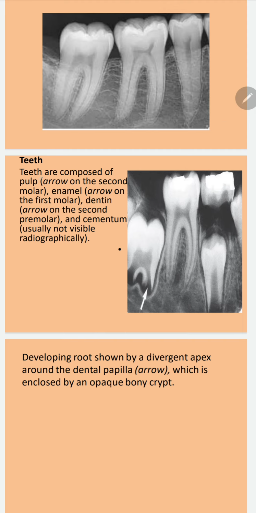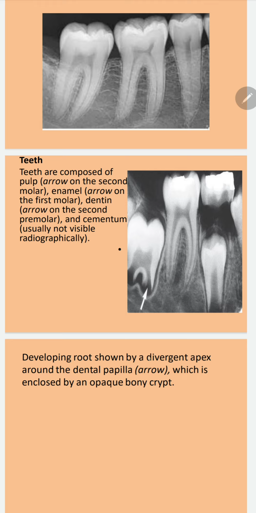The teeth are composed of pulp, which is radiolucent, therefore it appears black in color in X-ray. Enamel and dentine appear radiopaque and white in color. And cementum is not visible because it has a density like the density of dentine.